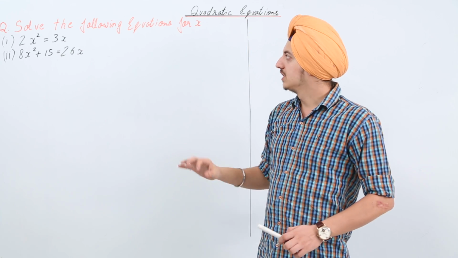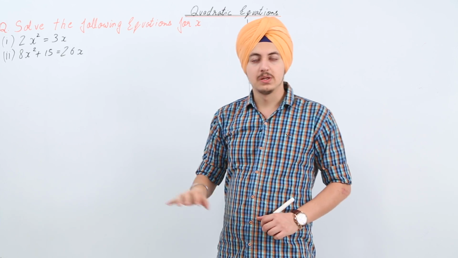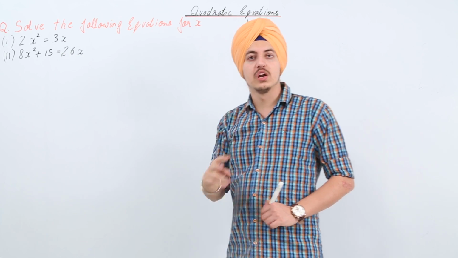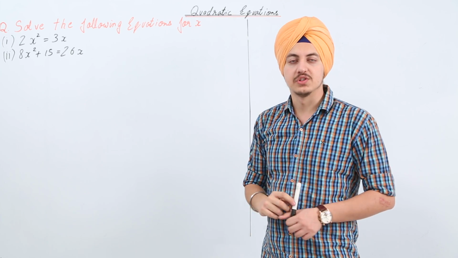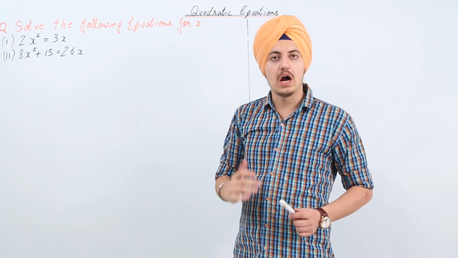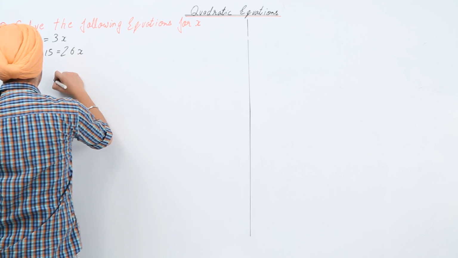Now we know that the degree of this equation and this equation is 2, the highest power of x is 2. So there will be two solutions, as we know it is a quadratic equation. We have to calculate it through factorization. So how do we do it? First of all, we are doing the first part.